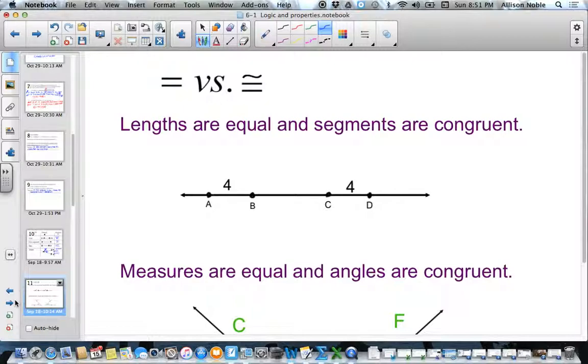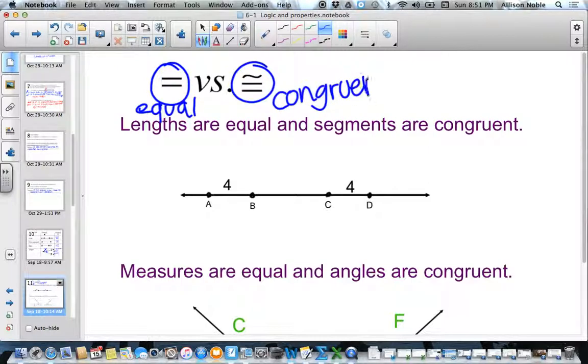Okay, so we're also going to talk about something called congruency. And this is a symbol that you should be very familiar with. That means that something is equal. Something like this with the little squiggly on top means that something is congruent. So congruency and equality are very similar, but lengths are equal and segments are congruent. Their measures would be equal, but if we're just talking about the segments without bringing in the actual length or the value, then we could say that they are congruent.